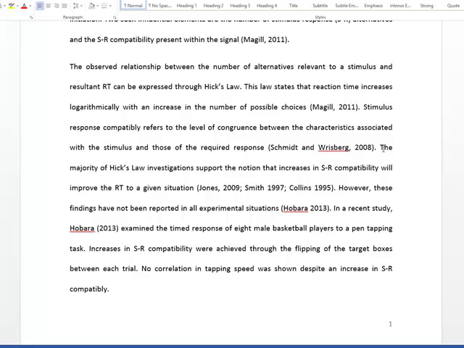A couple of quick statements here. It says the majority of Higgs-Law investigations support the notion that increases in SR compatibility will improve reaction time to a given situation. Straight away, that's qualitative. It's saying it's increasing. It says the majority of these shows an increase. Now that's easy enough to do. You could go a little or a lot of detail with that.